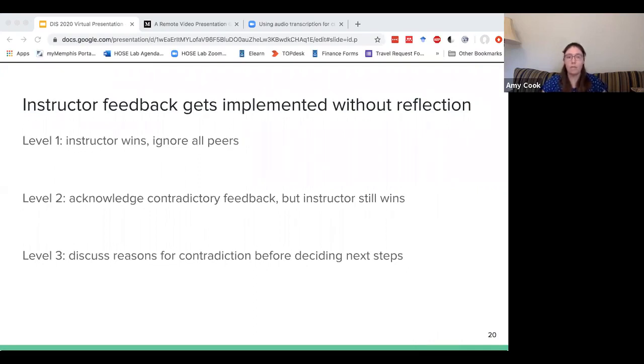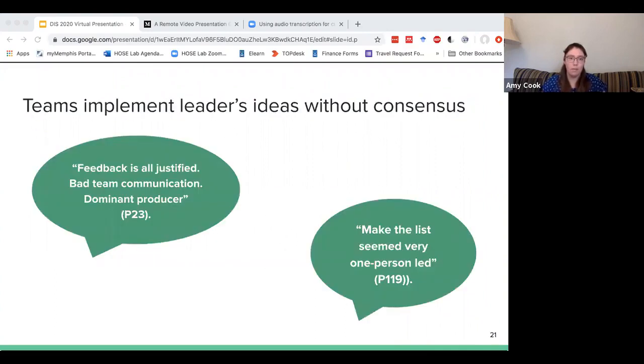In the third level, students were actually able to discuss why the peers and instructors disagreed and find a next step that acknowledged the reason behind both sides. The team leader also had some power and often would implement the ideas they were happy about without consensus from their team.